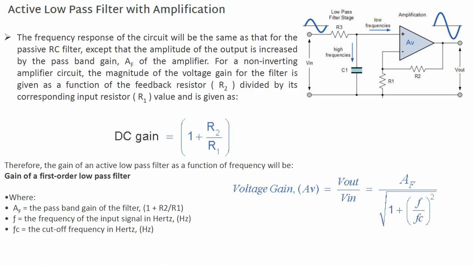For a non-inverting amplifier circuit, the magnitude of voltage gain is given as a function of the feedback resistor by the input resistor. So, you have an RC filter at the input stage, and then you have a non-inverting amplifier. Here the signal can be amplified with whatever gain you want, and you can set the gain with the help of R2 and R1. So, that is the advantage.